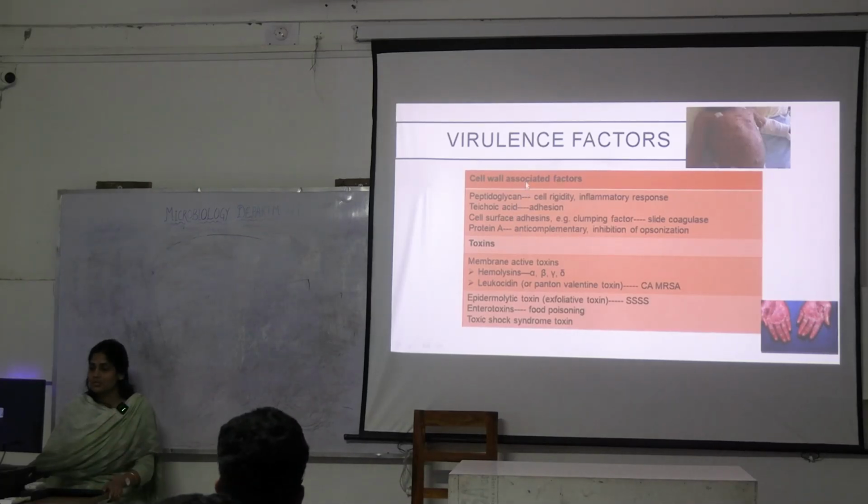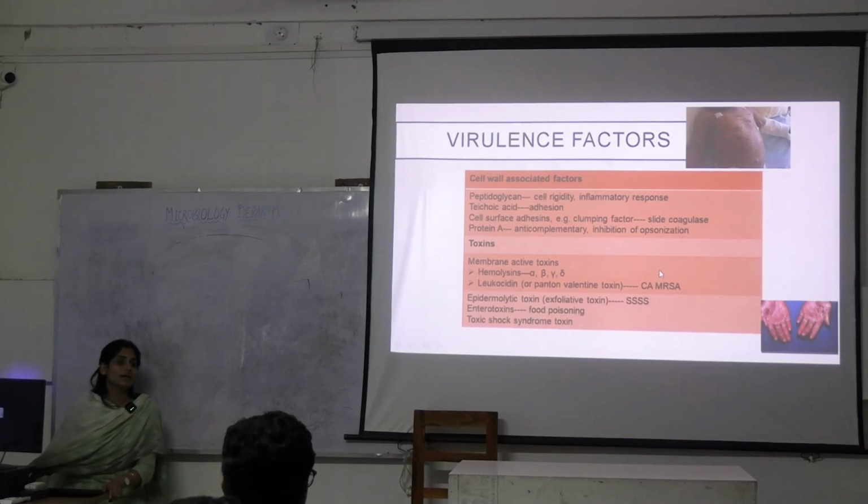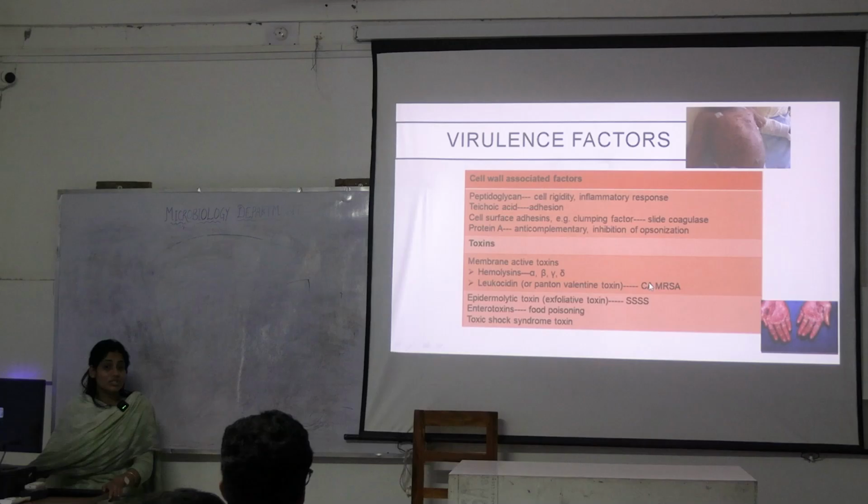Okay. Then there are toxins. What are these toxins? The name suggests itself. Hemolysin and leukocidin. What do you mean by hemolysin? Lysis. It's causing lysis of the RBCs. Alpha, beta, gamma, delta. These are causing what? Lysis of the RBCs. Then there are leukocidins. Panton-Valentine toxin, a very potent toxin, which is exhibited in community acquired MRSA. Community acquired means it can be seen in necrotizing fasciitis and all.